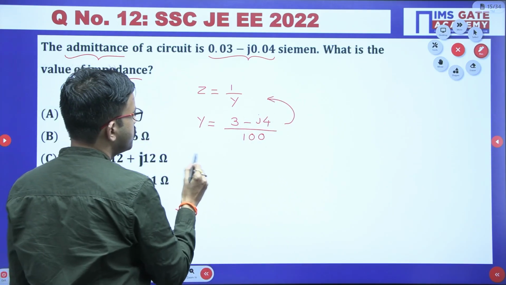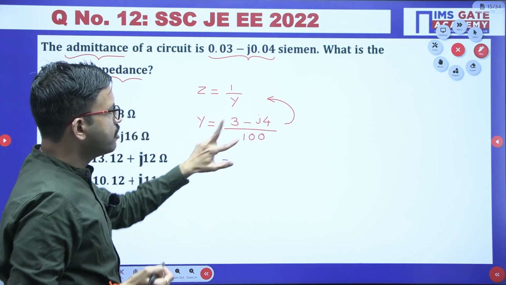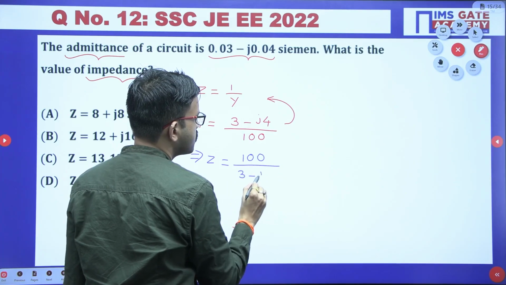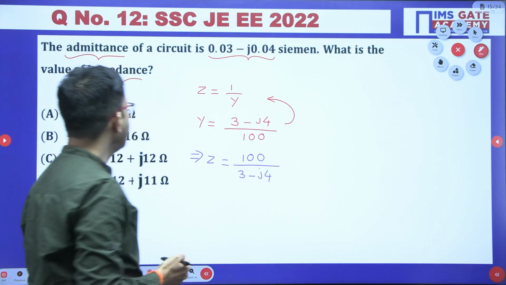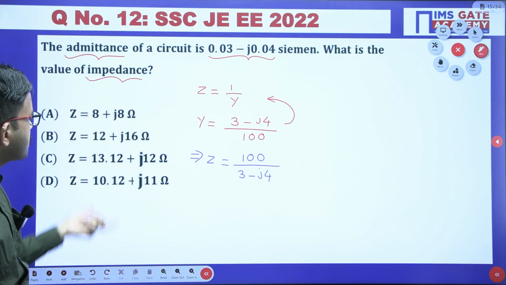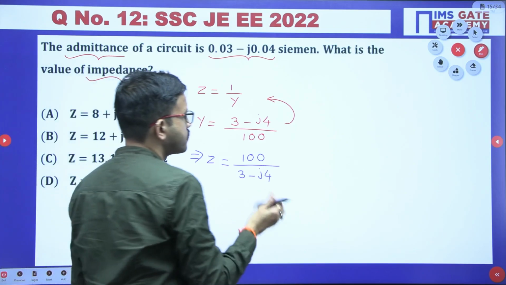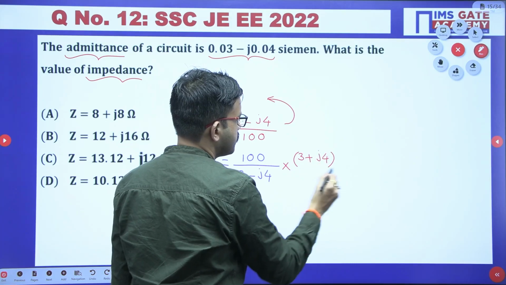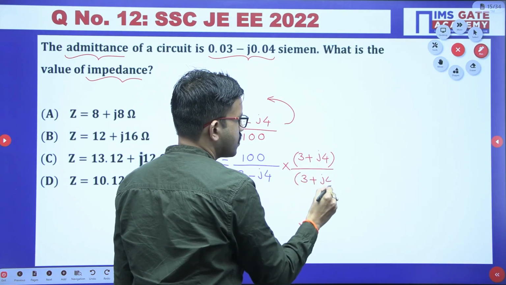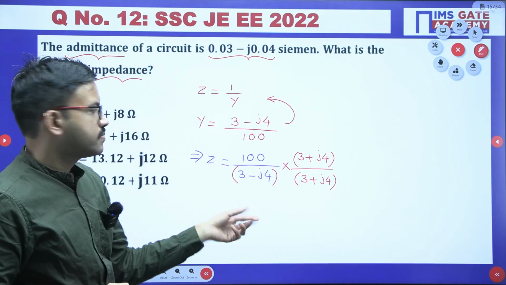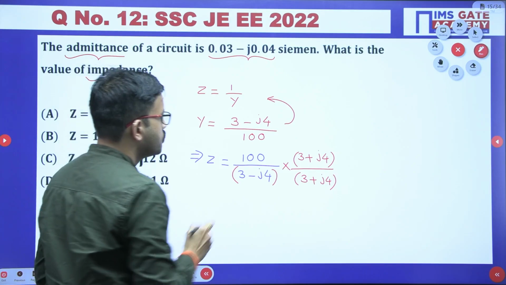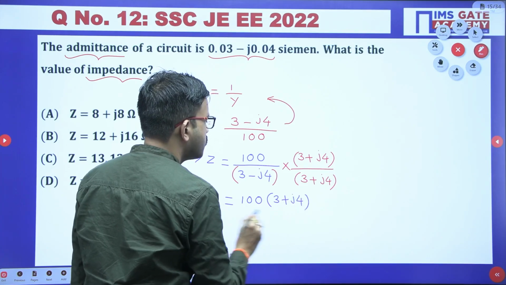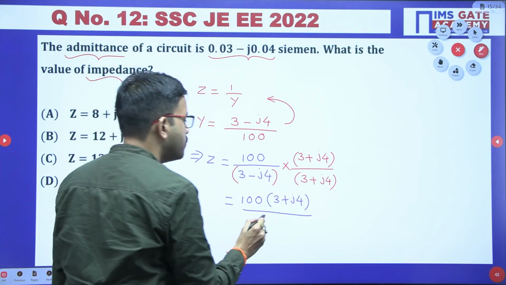So from here, Z equals the reciprocal. That means 100 is in the numerator, and in the denominator you get 3 minus j4. Now here also you multiply and divide by the complex conjugate, because all the options are in the A plus jB format. So multiply and divide by 3 plus j4. The denominator is A square plus B square. Here 100 I am keeping as it is, and 3 plus j4 also as it is. Now 3 square is 9 plus 4 square is 16, so you get 25.